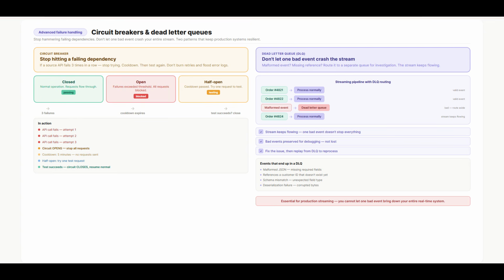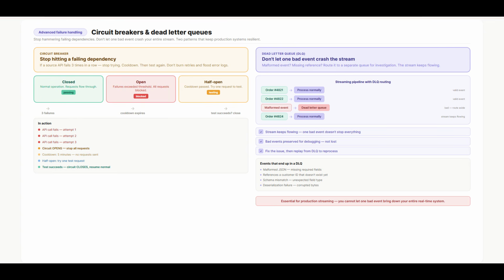Now, there's another layer of failure handling that often gets overlooked: circuit breakers and dead letter queues. A circuit breaker stops your pipeline from repeatedly hitting a failing dependency. If your source API returns errors 3 times in a row, the circuit breaker trips, and your pipeline stops trying for a cooldown period. Instead of burning through retries and filling up error logs, after the cooldown, it tries again. If it succeeds, great, circuit closes. If it fails, back to cooldown. Dead letter queues are for streaming systems when an individual event can't be processed.